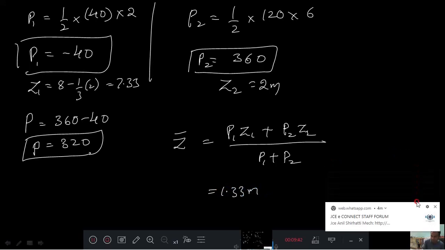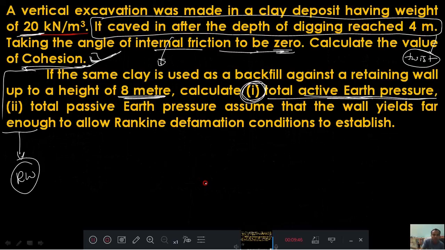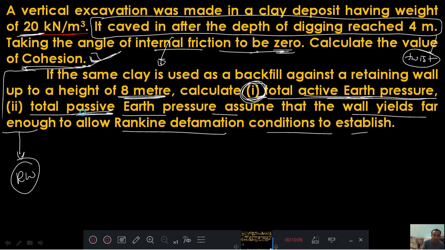Okay, work it out and compare the results. Now go back to the problem. The first one is over. The second one is total passive earth pressure. Assume that the wall yields enough to allow Rankine's deformation condition to establish. That means they are telling us the wall is allowed to yield enough. They are asking for passive pressure.